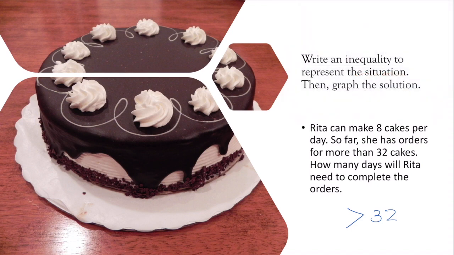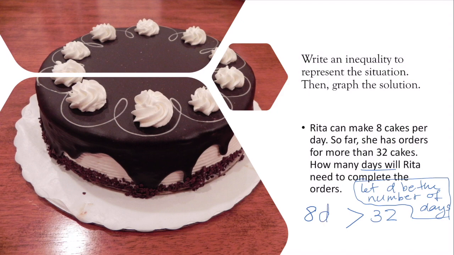How many days will Rita need to complete the order? If she can make 8 cakes per day, but we don't know how many days, that's what we need to find. So we're going to say let D be the number of days. I introduced a number of days for cake making. So I'm introducing my variable. Okay, 8 per day, but I don't know how many days, so I'm going to write D.